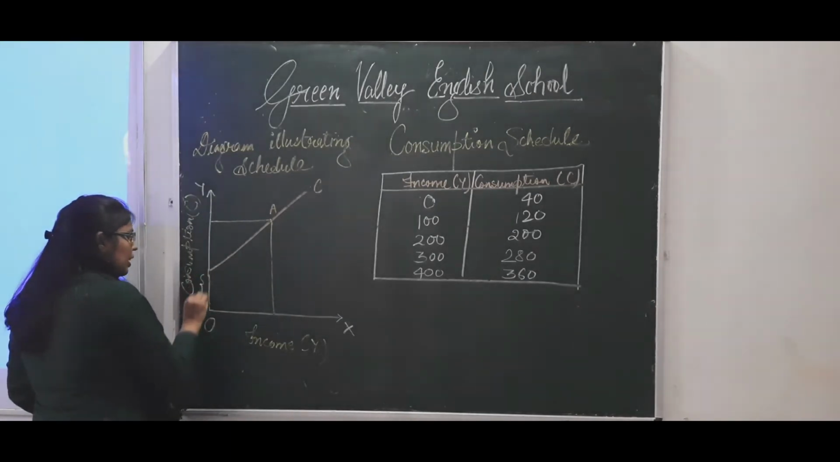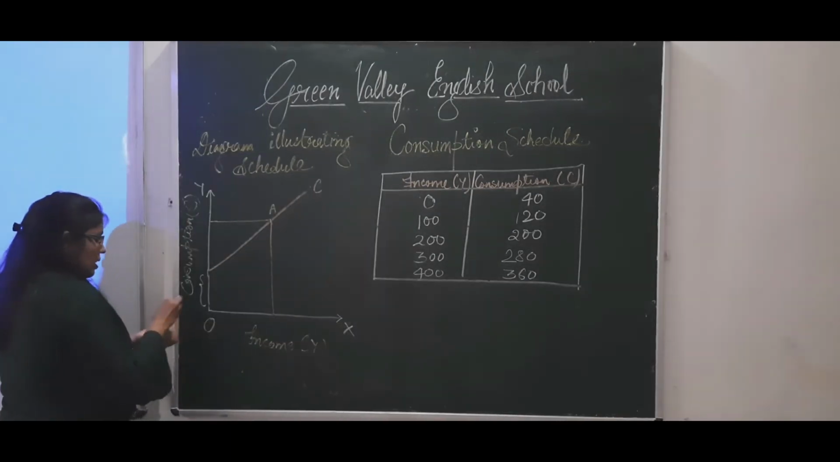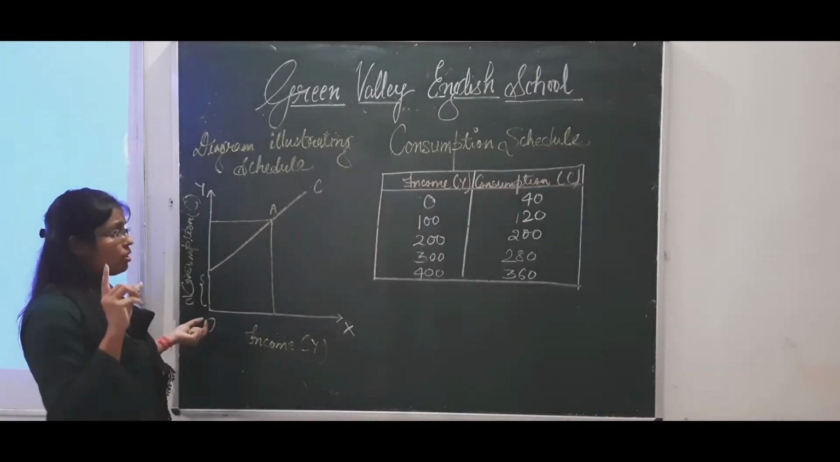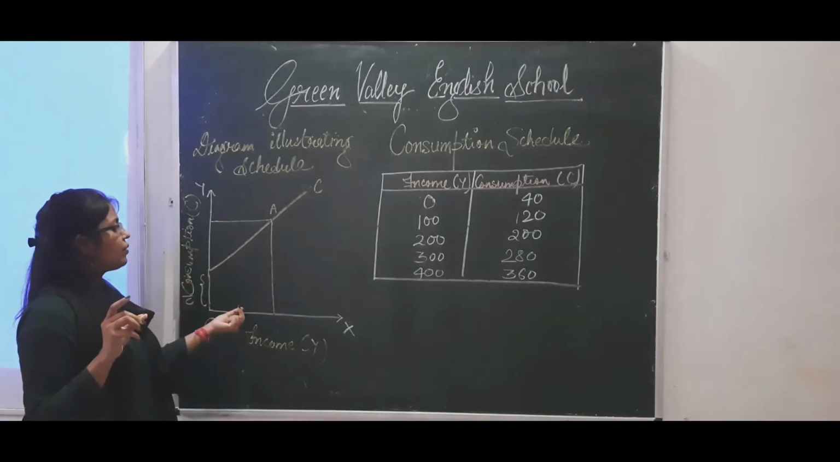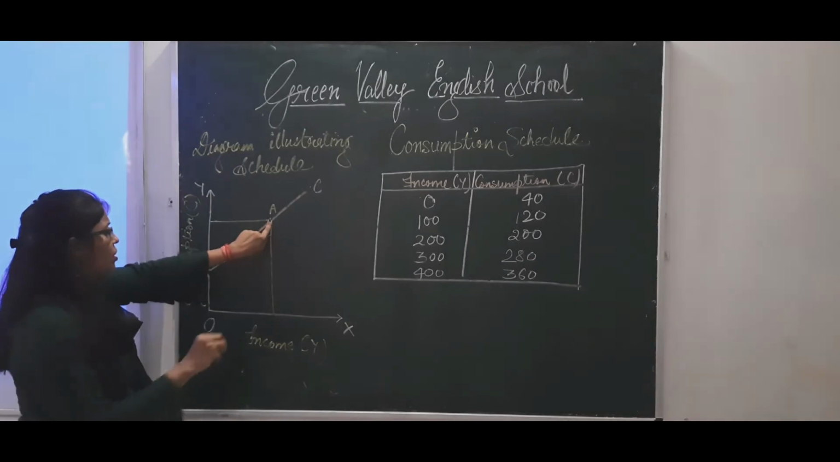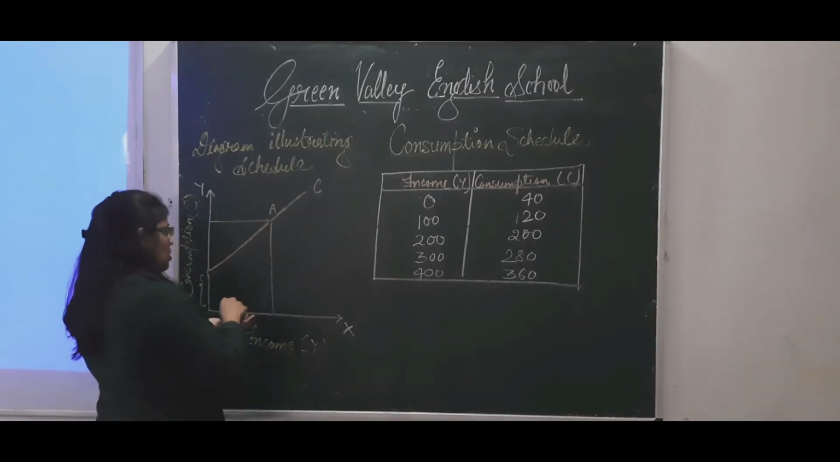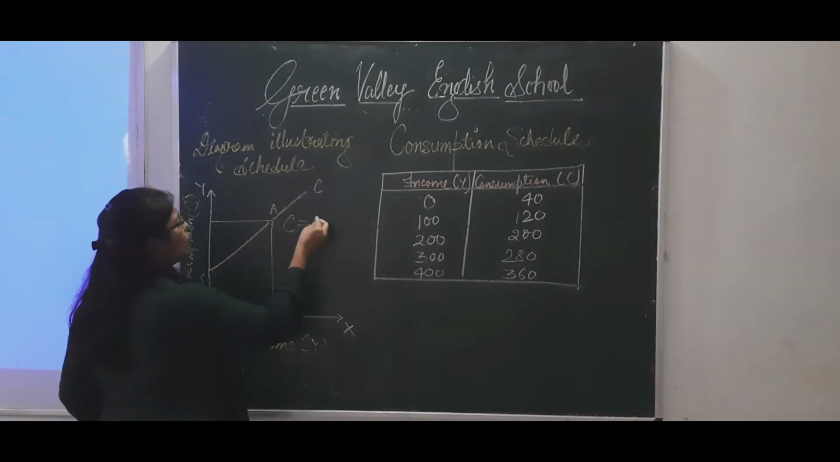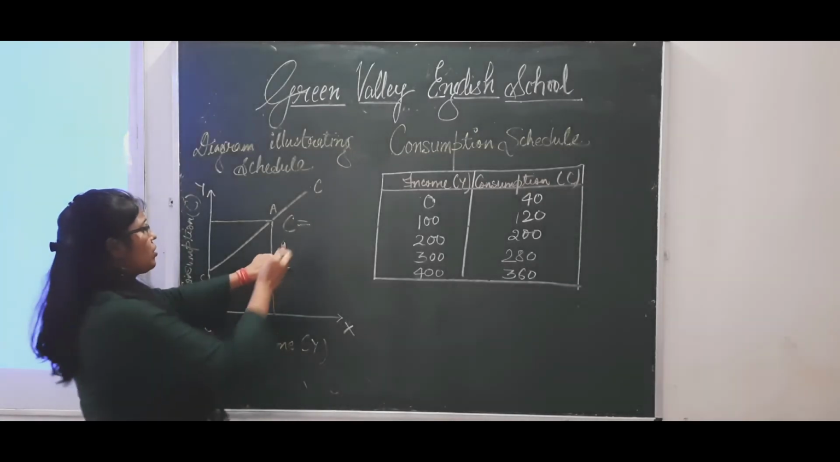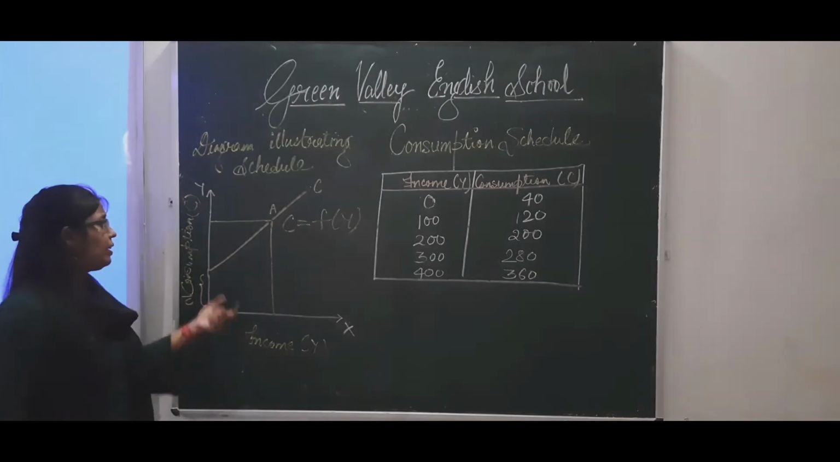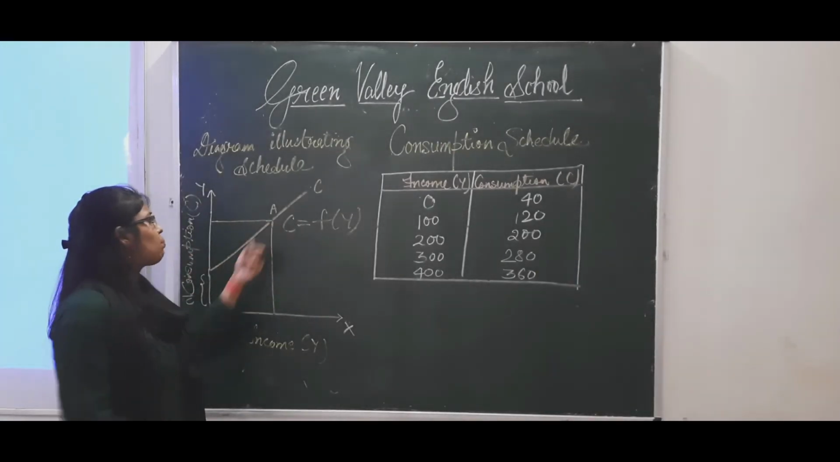Here you will see delta C. Autonomous consumption means at a certain point when income was 0, still consumption was there, and likewise when income keeps increasing, consumption also keeps increasing. I have just marked one point, point A here, which shows the functional relationship between consumption and income at this point.